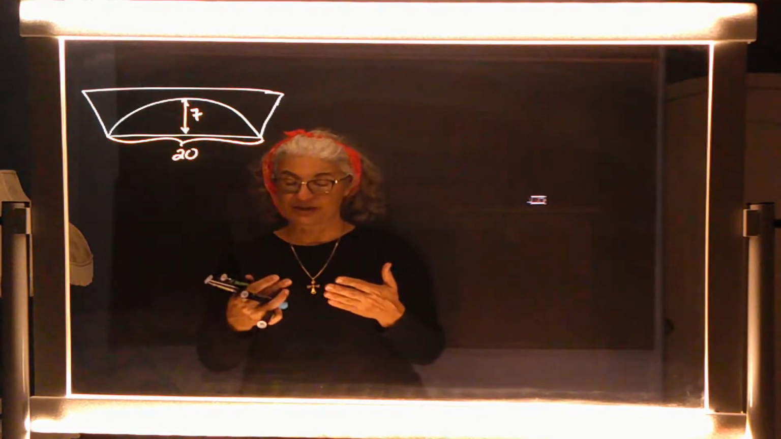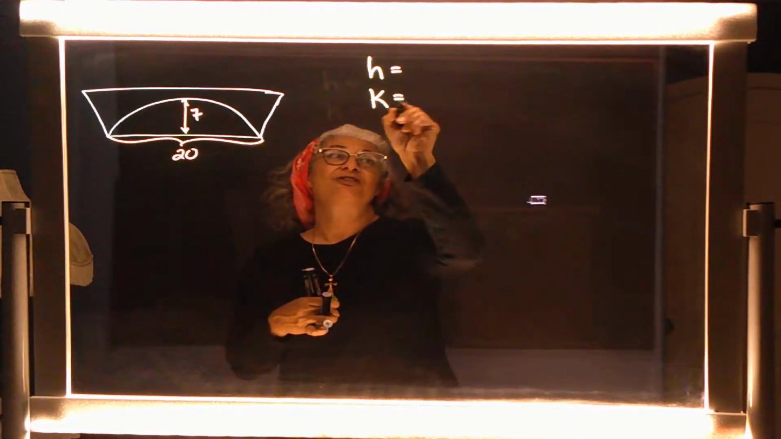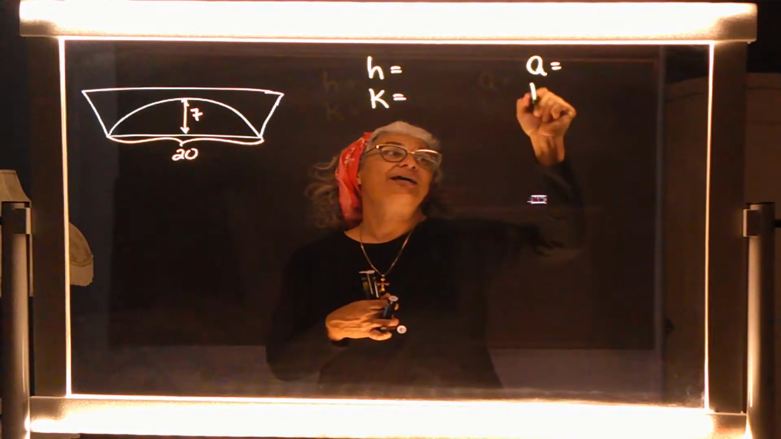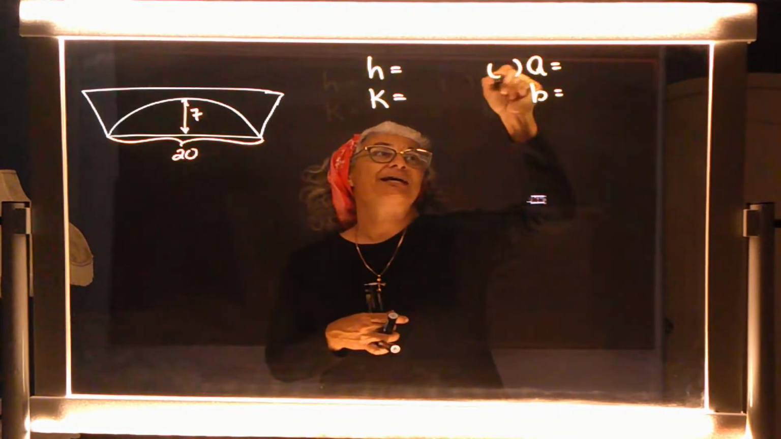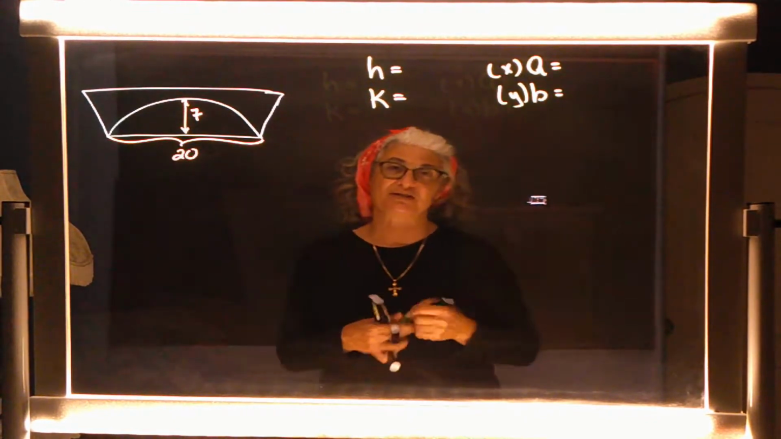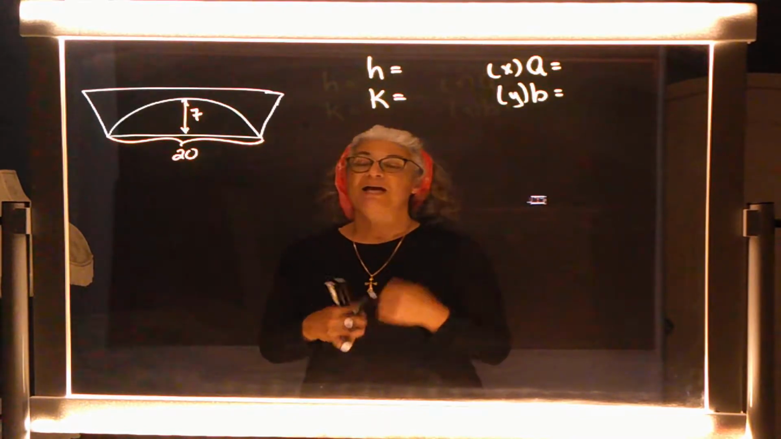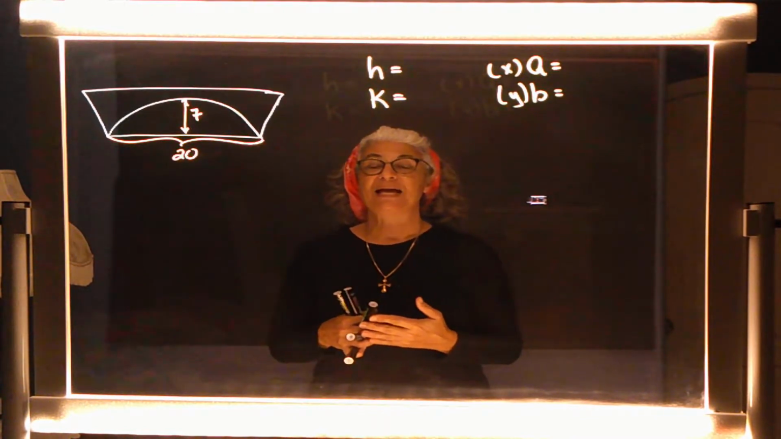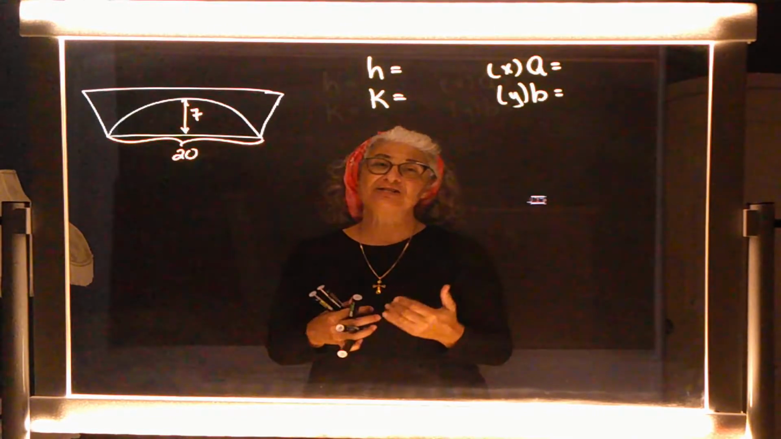Now here's the thing. Since it's going to be an ellipse, I need to know H, I need to know K, I need to know A, and I need to know B, don't I? And I'm going to put my A under the X and my B under the Y, just like always. That's just my consistent habit. Now, H and K represent the what? Yeah, it represents the center of the ellipse.